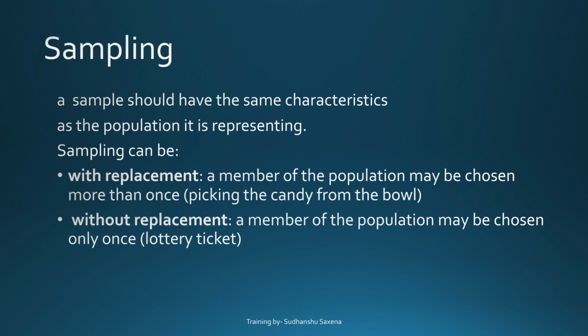The more homogeneous the sample is, the more accurate my predictions about the population are. Now, sampling can be of two types: one is with replacement, and the second one is without replacement. When I do sampling with replacement, each member of the population can be chosen more than once.